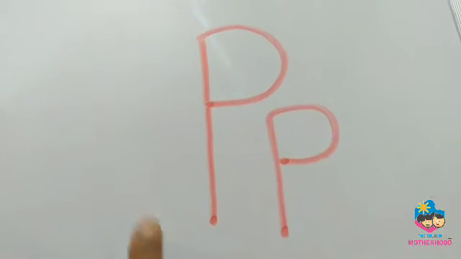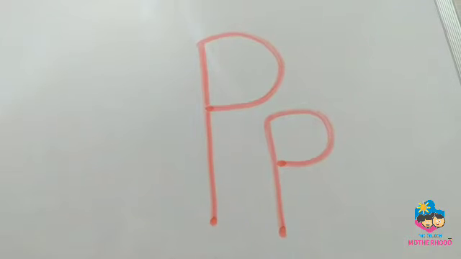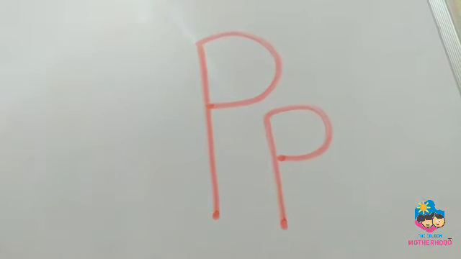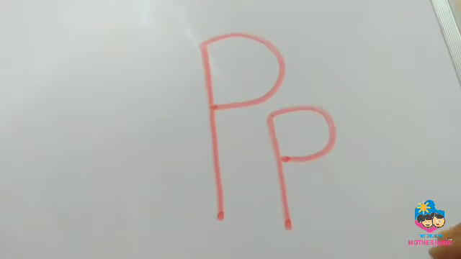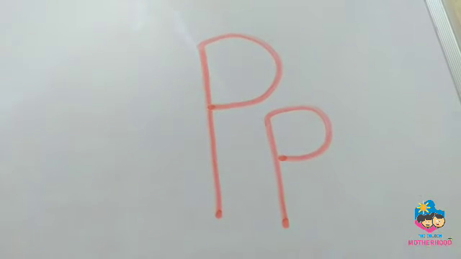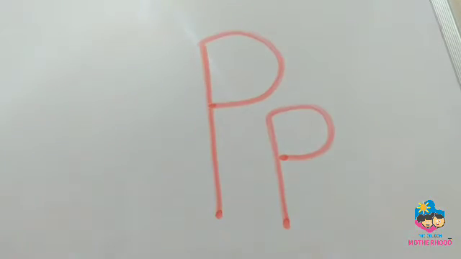Similarly, letter P is a combination of one standing line and one backward curve, and capital and small p look the same. P for parrot, P for peacock, P for pen and P for pencil.